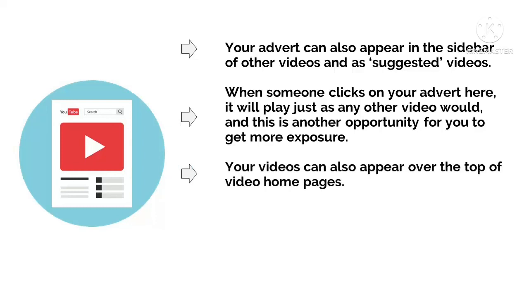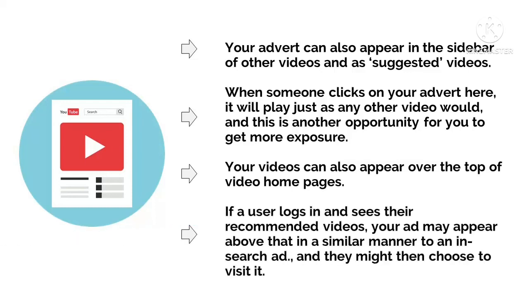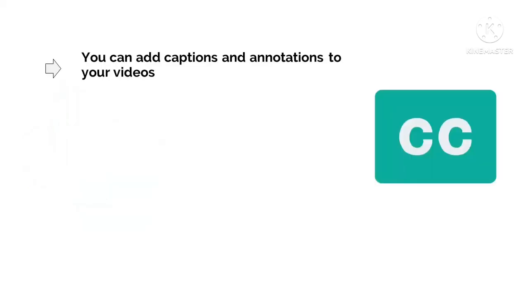Likewise, your videos can also appear over the top of video homepages. So if a user logs in and sees their recommended videos, your ad may appear above that in a similar manner to an in-search ad, and they might choose to visit it. Another option to consider is that you can add captions and annotations to your videos, which can be a better way to link to external pages.